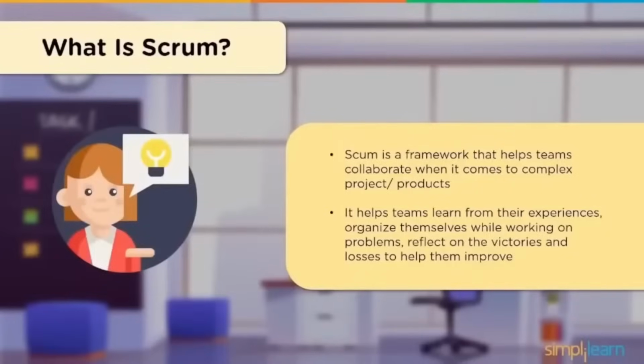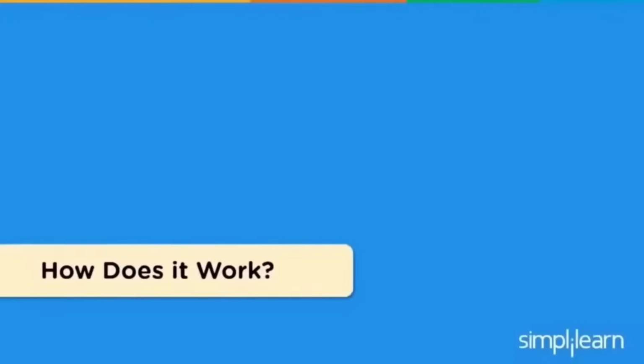And although Scrum is seen to be used generally by software development teams, its principles and themes are pretty universal and can be used with just about all kinds of teamwork. With Scrum, teams are able to learn from their experiences, what worked out, what didn't, and things like that. They're also able to organize themselves to handle their problems effectively and basically improve themselves by reflecting on them. So how does Scrum work?